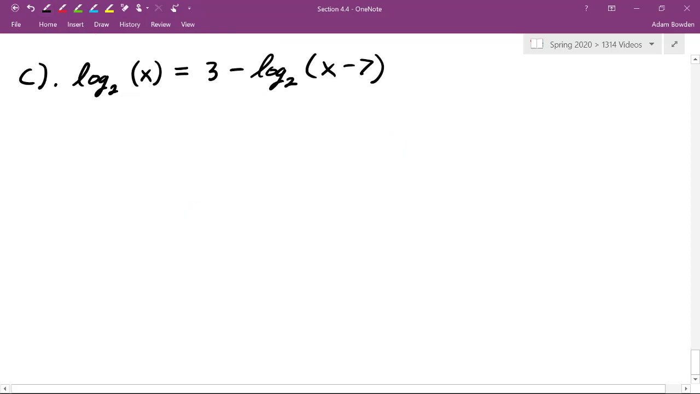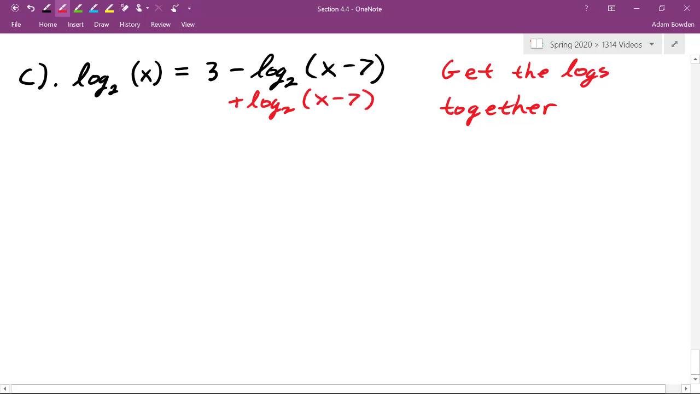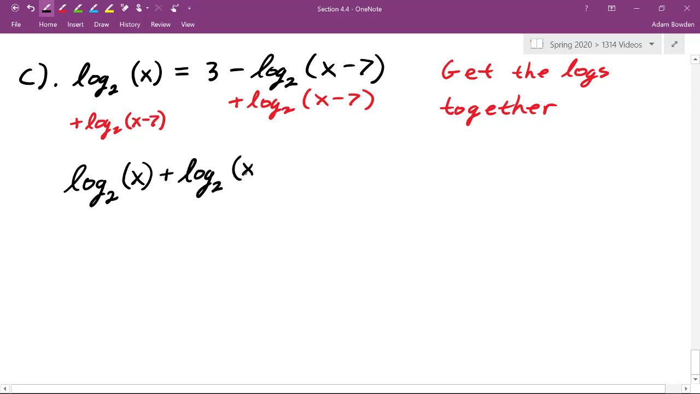Okay, here we have log base 2 of x equals 3 minus log base 2 of x minus 7. The thing to notice here is that we have two logarithms, one on one side and one on the other side. So what we want to do is get all the logs together on one side. The way I'm going to do that is add this log base 2 of x minus 7 over to both sides. That gives me log base 2 of x plus log base 2 of x minus 7 is equal to 3.